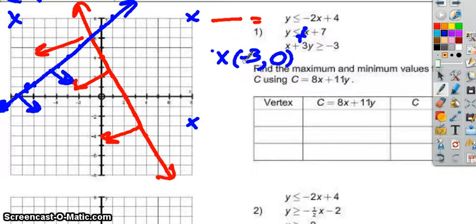If I do the y-intercept, where am I going to plug my 0 in at? At the x. And so if I plug a 0 in here, I get 3y equals -3. So what would y have to be? What is it?